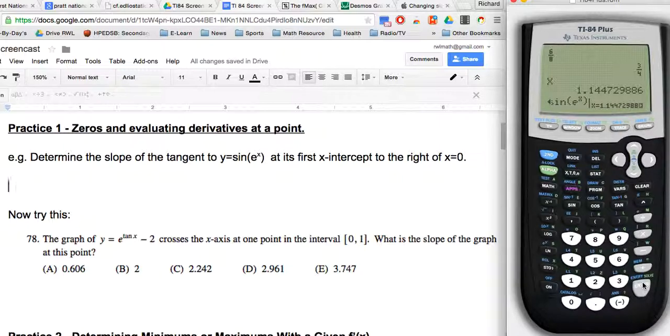1.144729886 and hit enter. And now there is the slope of the derivative of sine of e to the x at x equals 1.144, etc. In my answer, I truncate after 4 digits. So my correct answer is going to be negative 3.1415. I round to 3 digits with AP, or I truncate after 4. I find it's a lot easier to truncate after 4. 3.1415. And that's my slope of the tangent.